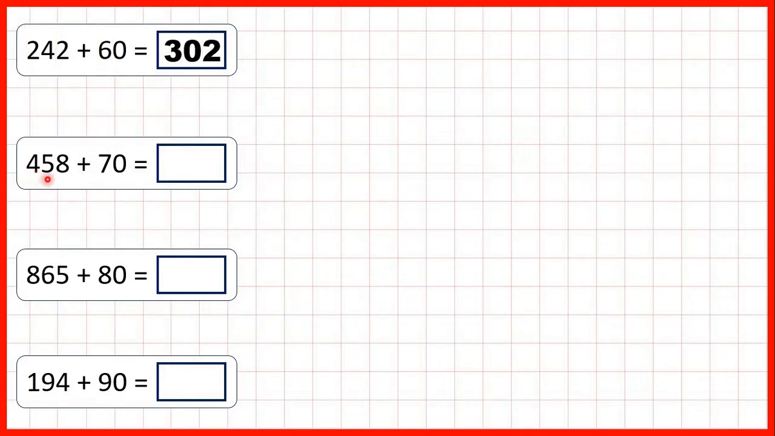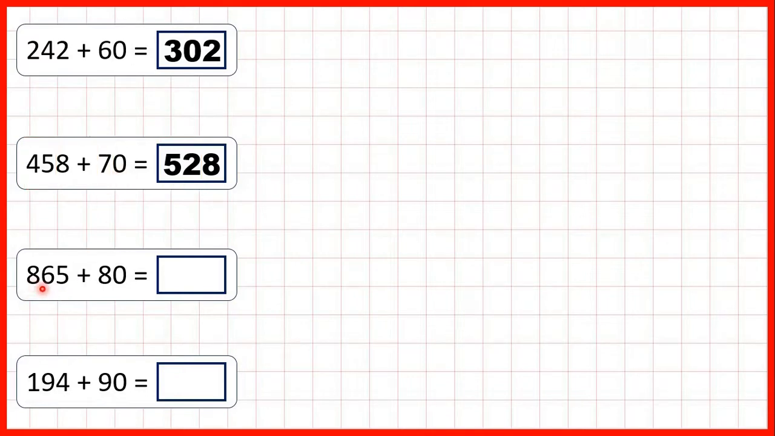Now 458 plus 70. Highlighting our tens digit, 5 plus 7 will give us 12, but that's a 2-digit number, so instead we can work out 45 plus 7. That's 52, so our answer is 528, because 45 plus 7 is 52, and the 8 ones stays the same because we're not adding any ones.